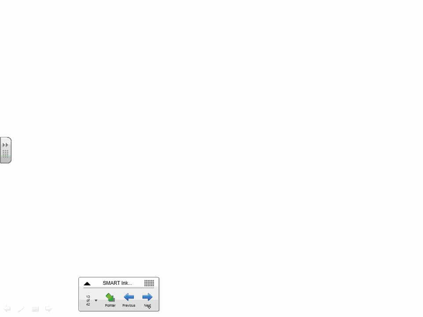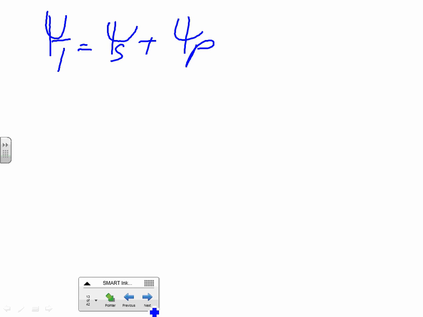So, on your formula sheet, you will find an equation for water potential. What's this funny little symbol called? Psi. My board's a little off up at the top, so it's going to look kind of sloppy. Now, total water potential is made up of two pieces. What does the S stand for? Solute. And the P? Pressure.